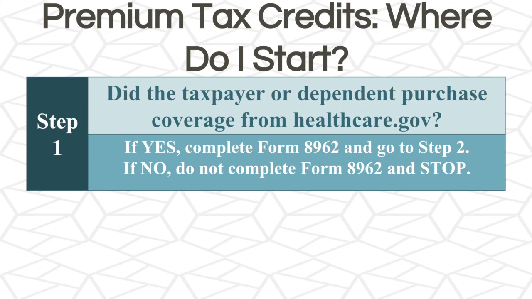Okay, so when it comes to the premium tax credits, obviously the first question is, did the taxpayer or dependent purchase insurance through the marketplace? If yes, then you have to fill out the 1095-A information in TaxSlayer, which will produce Form 8962. If not, then obviously you don't need to fill it out, because if you don't purchase insurance through the marketplace, you are not going to get that 1095-A.